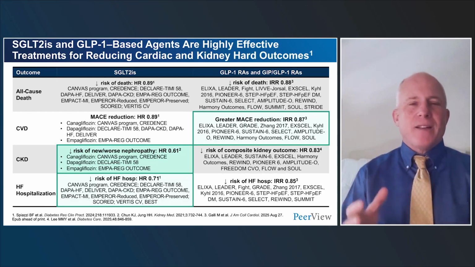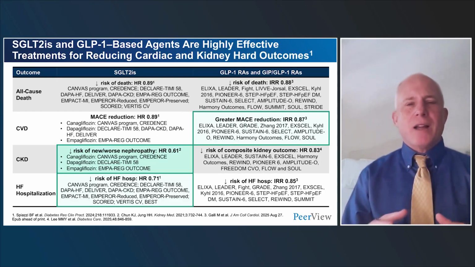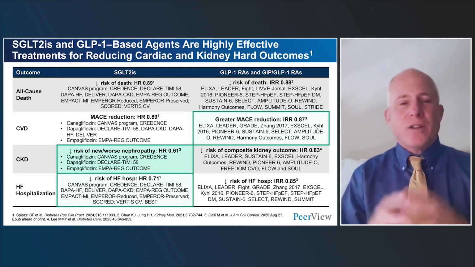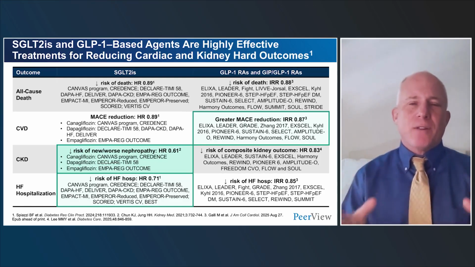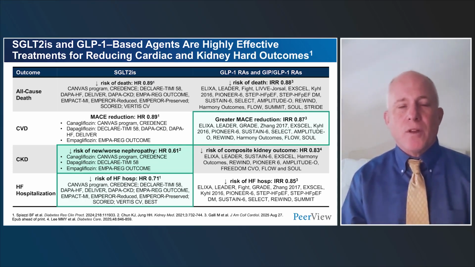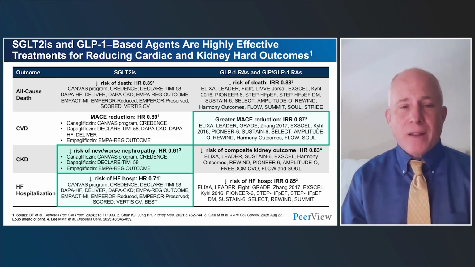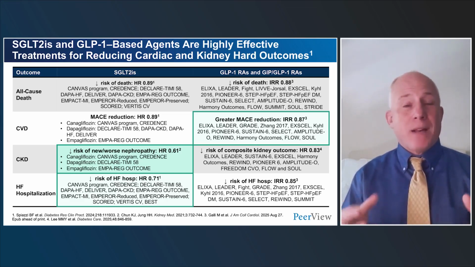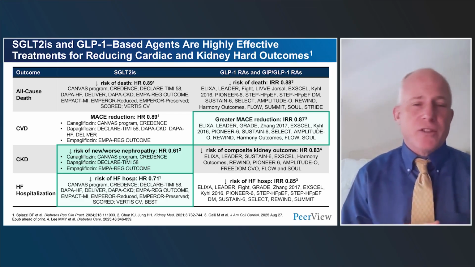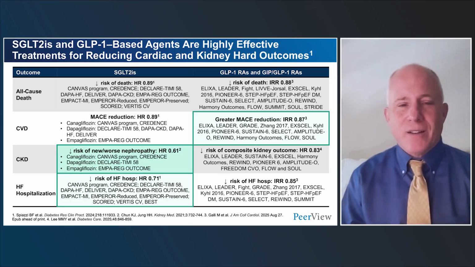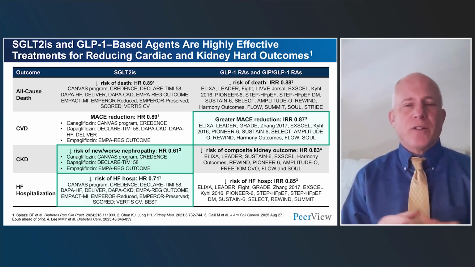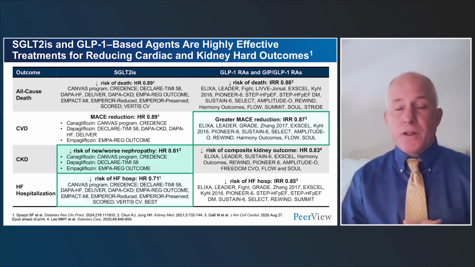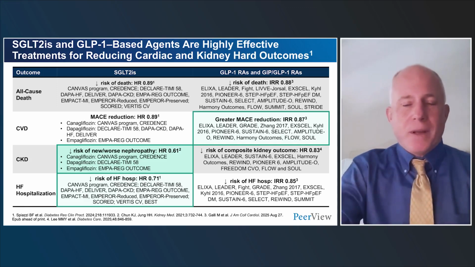As we're looking at the additional benefits of these agents, I want to highlight that these agents are not just diabetes agents, not just agents for obesity, they have benefits across the board. You see that you've got benefits for both SGLT2 inhibitors and GLP-1s for the reduction in all-cause death. You've got reduction in these for MACE outcomes and cardiovascular disease. You've got benefits with multiple agents in the SGLT2 category for chronic kidney disease and heart failure. And you're starting to see emerging benefit in heart failure for the incretin-based agents.